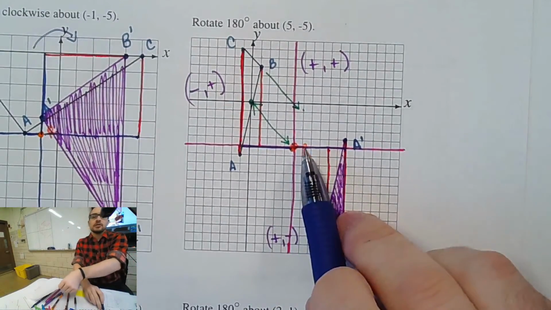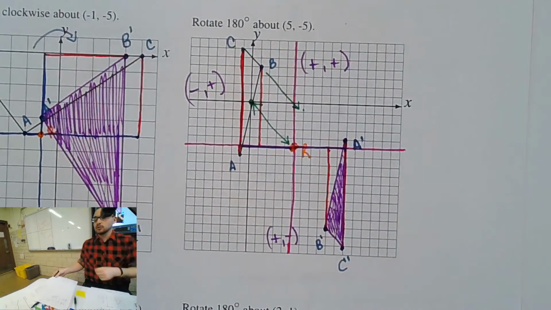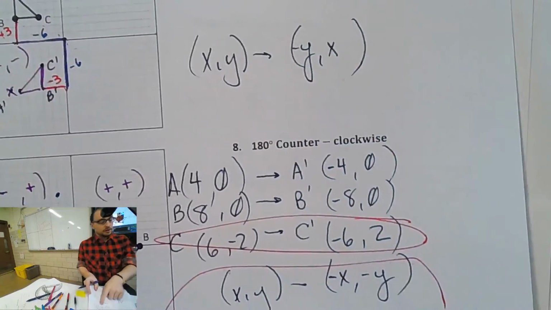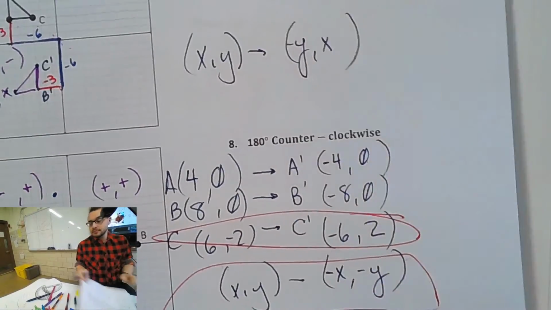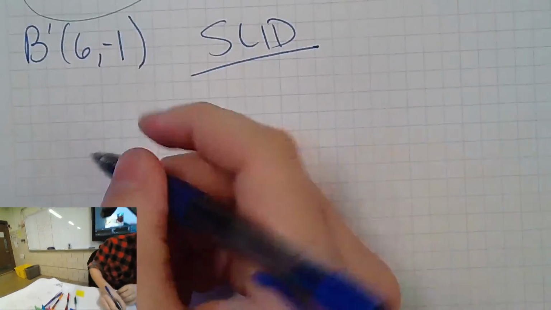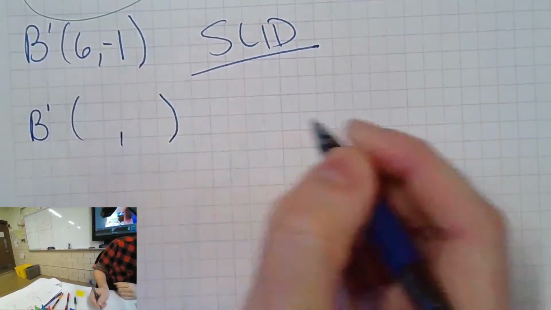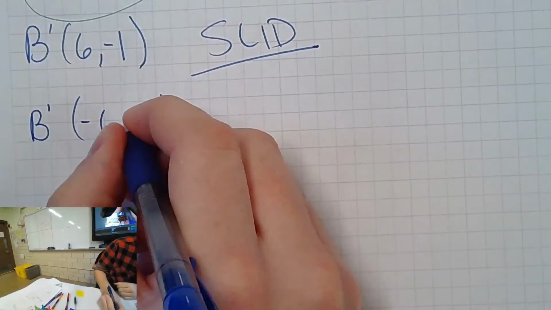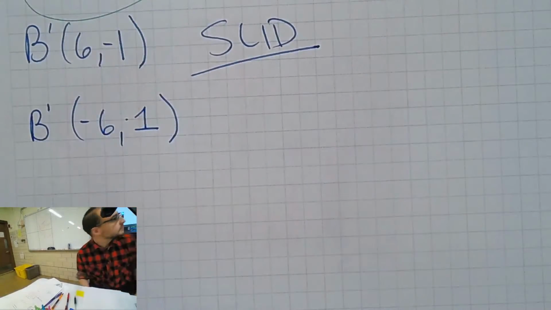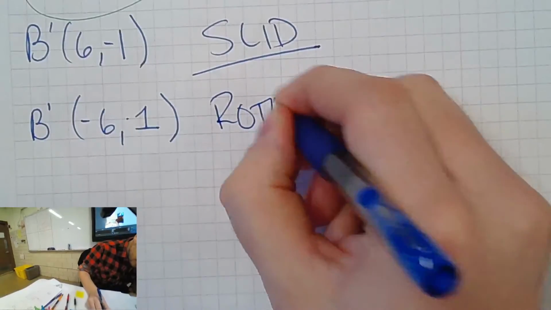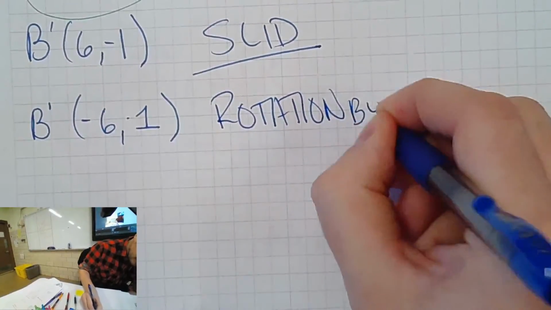Now we need to apply our rotation. It's a 180-degree rotation. What's the rule for a 180-degree rotation? Change both signs, right? So let's do that. Now we're going to apply this. B prime 1, 2 is going to be this, +1. So this is our rotation by 180.